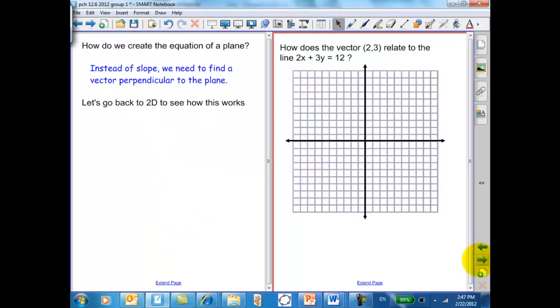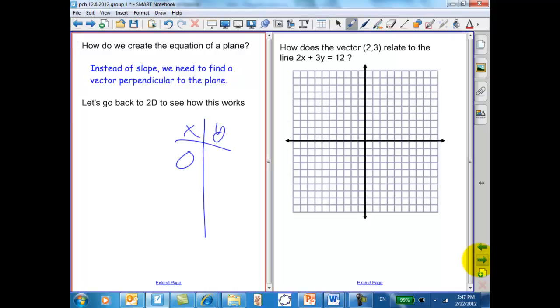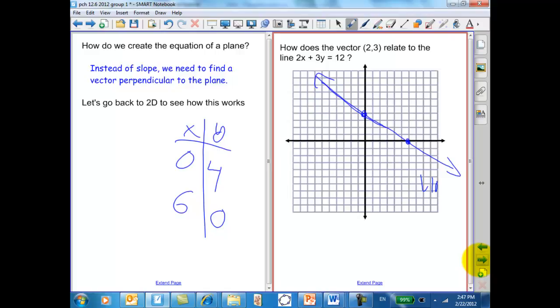So let's review what we did in 2D. How does the vector 2, 3 relate to 2x plus 3y equals 12? Well, let's check out your intercepts again. If x is 0, y is 4. If y is 0, x is 6. So we go through 6, 0 and 0, 4. So there's the equation of the line. That's the graph of the line. But now let's look at the vector 2, 3. Over 2 and up 3. It's perpendicular.